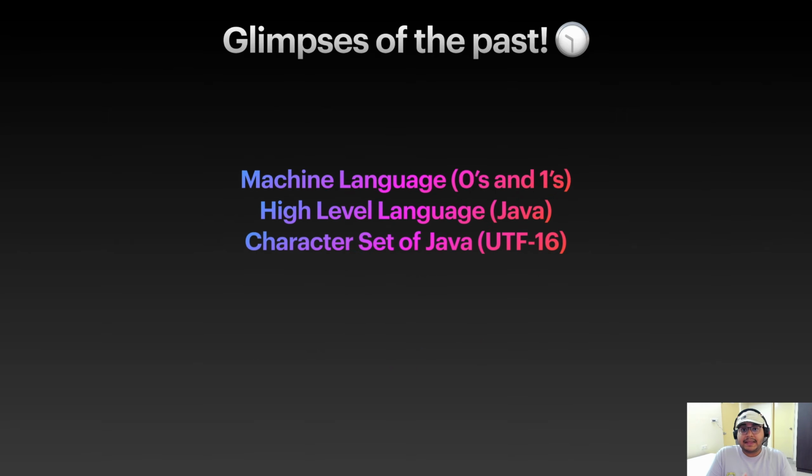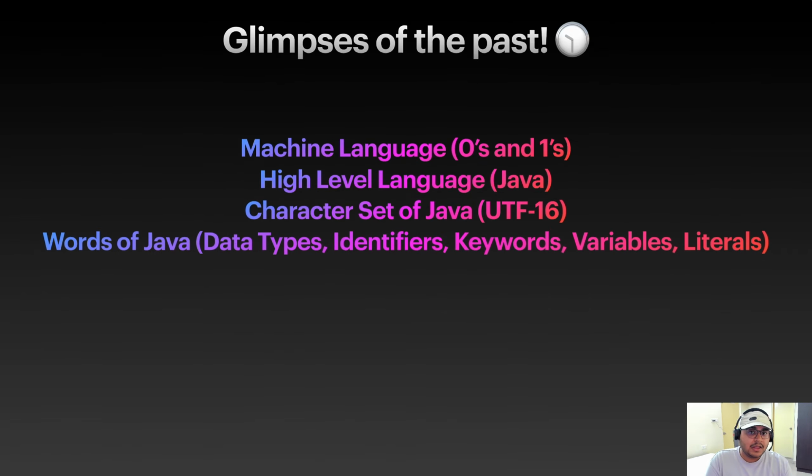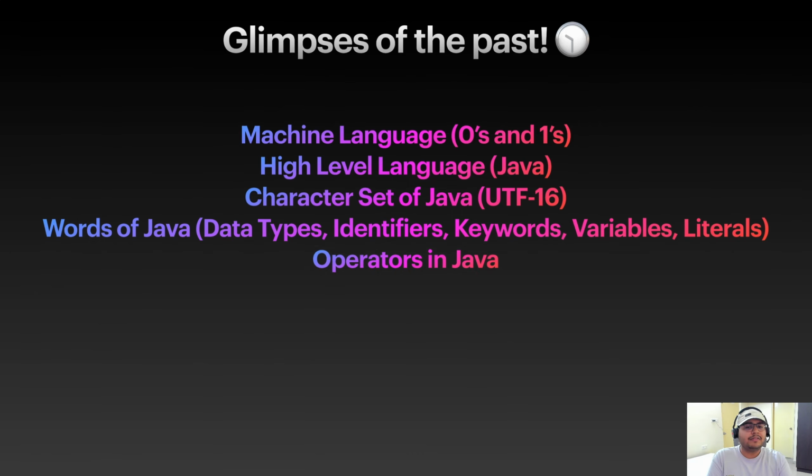We then began by covering alphabets of Java, also known as the character set, specifically focusing on the Unicode UTF-16 character set supported by the Java programming language. From there, we moved on to forming more meaningful words using these alphabets like literals or constants, 8 primitive data types, and identifiers like keywords, variables, and named constants. We also learned how to perform different arithmetic, logical, and relational operations on data using these Java operators.